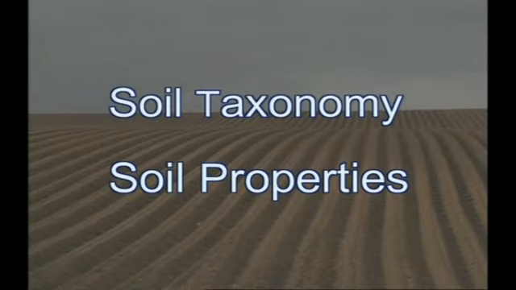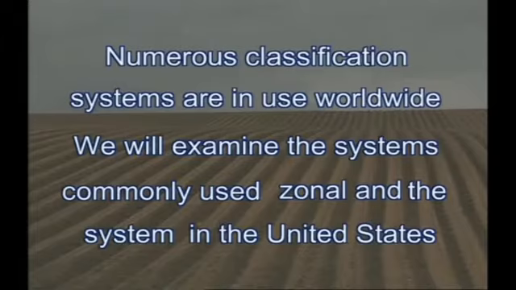Such classification systems enable soil types to be classified and identified within a national and international framework. The two most widely used international classifications are soil taxonomy, based on soil properties that can be objectively measured and observed, and the FAO. Numerous classification systems are in use worldwide. We will examine the systems commonly used, zonal and the system used in the United States.